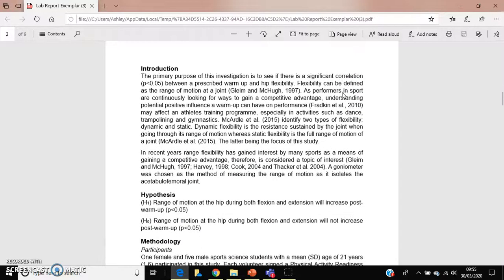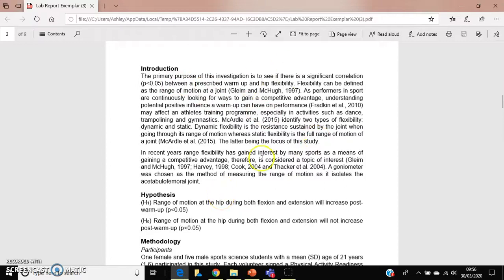In terms of your introduction, this is an opportunity for you to include some academic literature around the specific topic. This lab report was based on flexibility, so there's a little bit in there around flexibility, what the primary purpose is, introducing the investigation, and then a little bit of background around flexibility in particular. So there are lots of different sources in there in a short space of time. In terms of how much is written, I think he summarized that quite well. So bear that in mind.